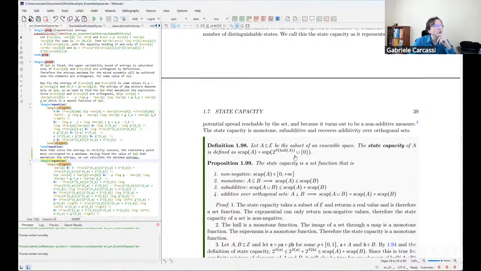Now, this union zero is there so that I don't need a separate definition for the empty set. So if A were the empty set, the hull of the empty set would be the empty set.